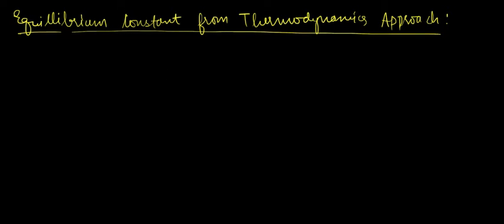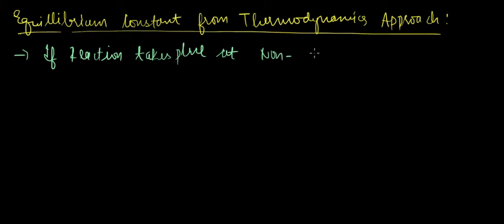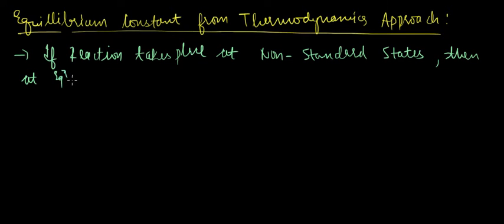So just on a note basis, we can write that if a reaction takes place at non-standard states, then at equilibrium delta Rg is equal to 0. Then at equilibrium, delta Rg is equal to 0.